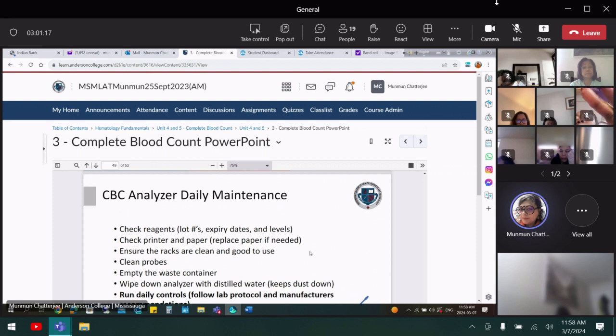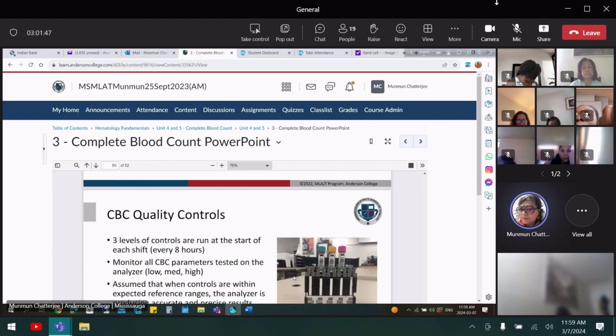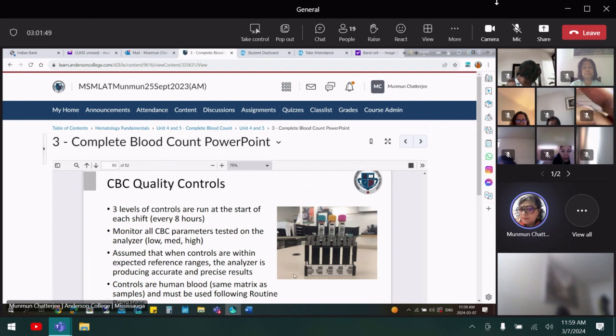CBC analyzer daily maintenance: check reagents, lots, expiry dates, levels. Levels mean how much it should be filled in the autoanalyzer. Check printer and paper, replace paper if needed, ensure the racks are clean and good to use. Clean probes, which do the measurement. Empty the waste container, wipe down the analyzer with distilled water to keep dust down, run daily controls, follow lab protocol and manufacturer recommendation. Quality controls, 3 levels.